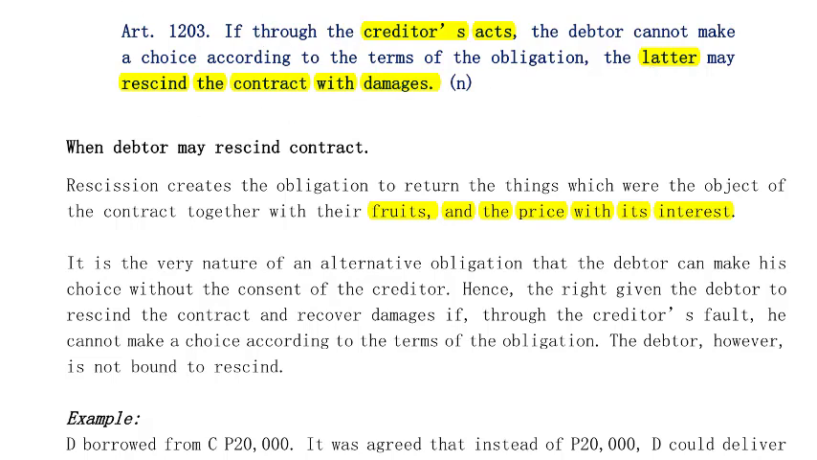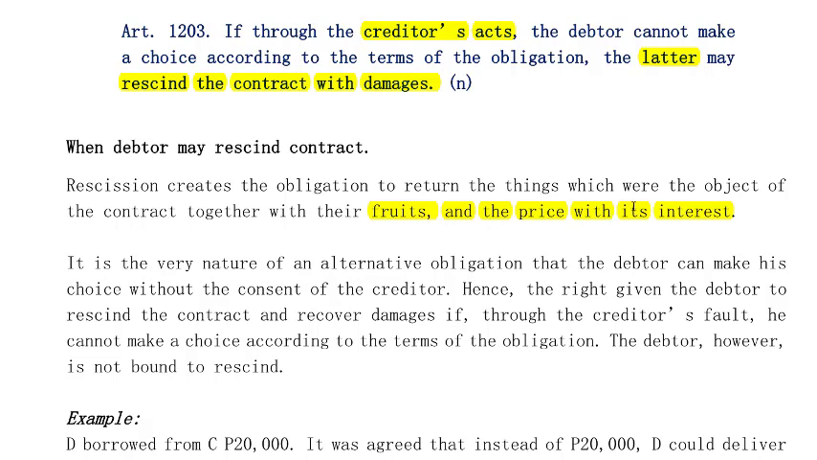So here, clearly, the provision provided that if because of the creditor's acts, the debtor has been prevented when it comes to the selection of the prestations, diba? So what then could the debtor do? Well, the debtor has a right now to rescind the contract. And as a consequence of canceling the contract, it creates the obligation to return the things which are the object of the contract together with their fruits and the price with its interest.